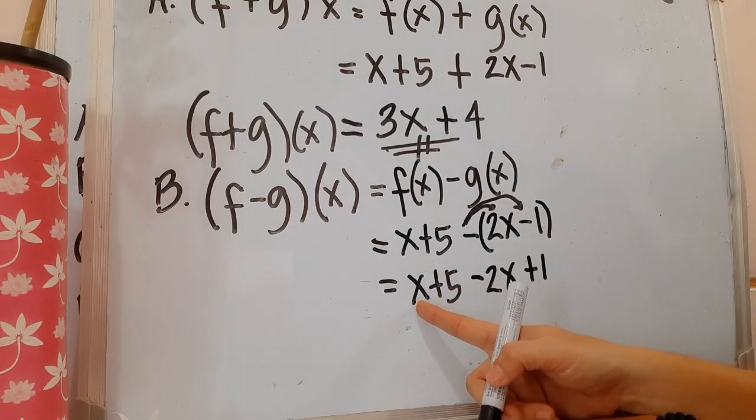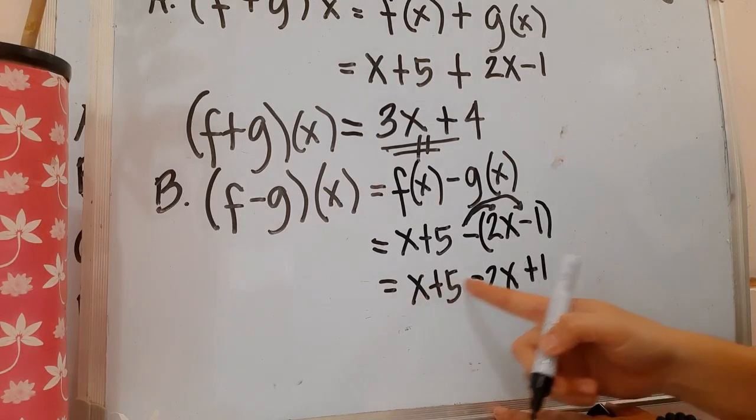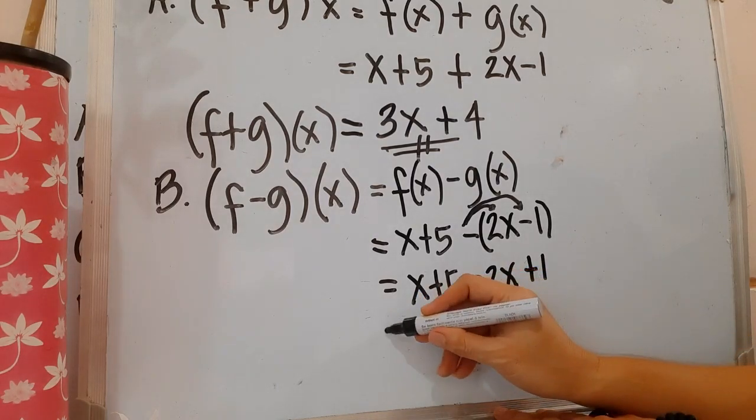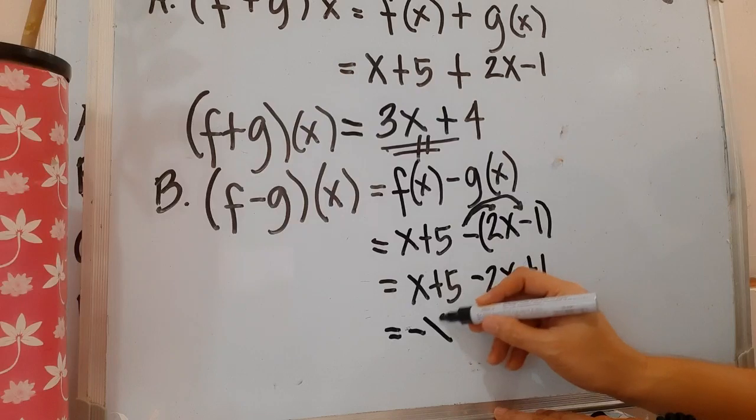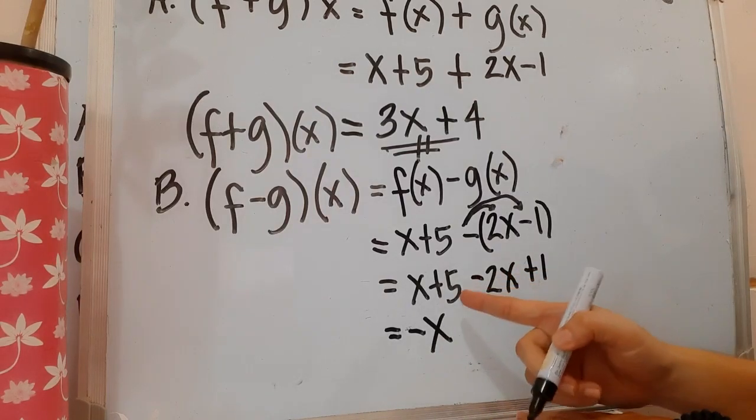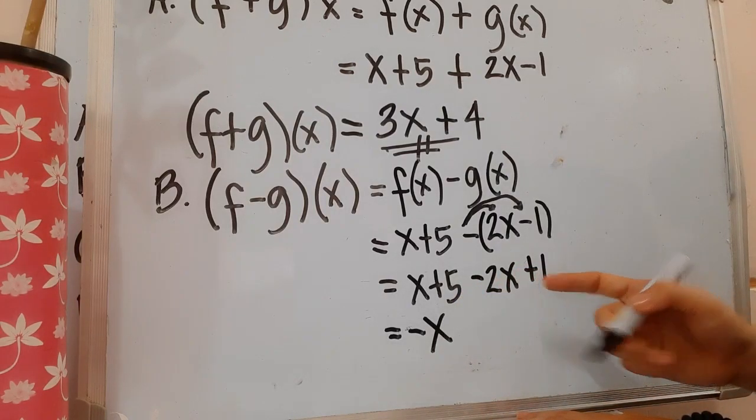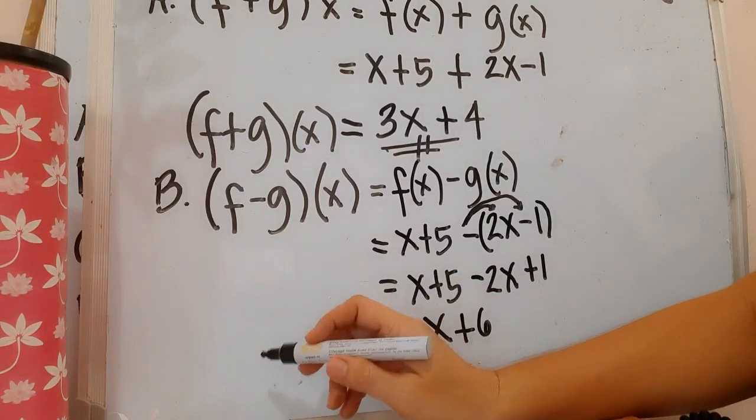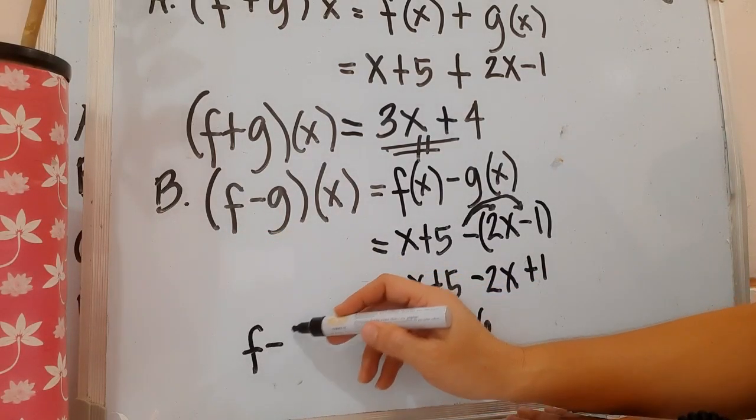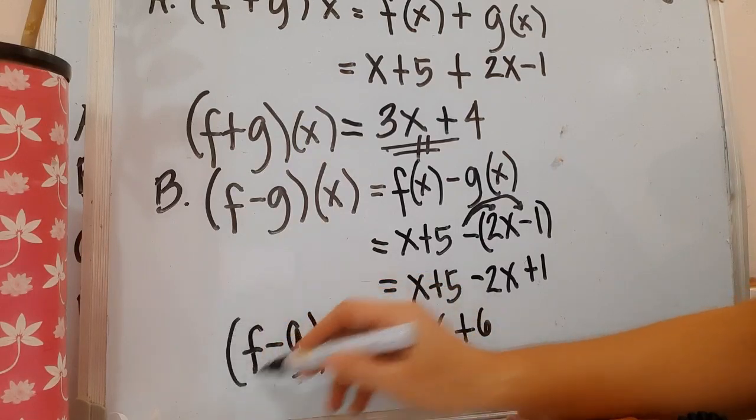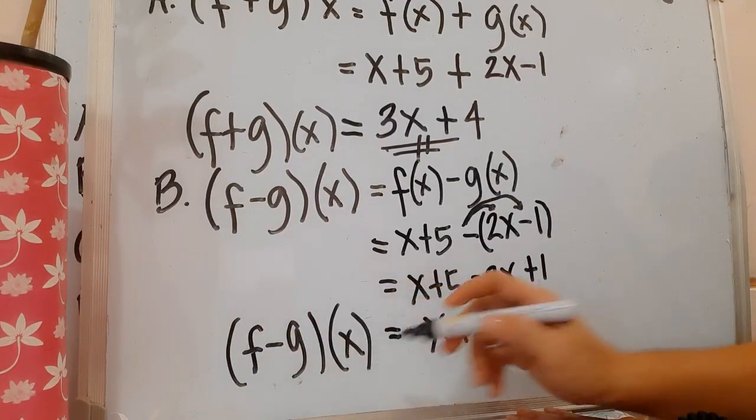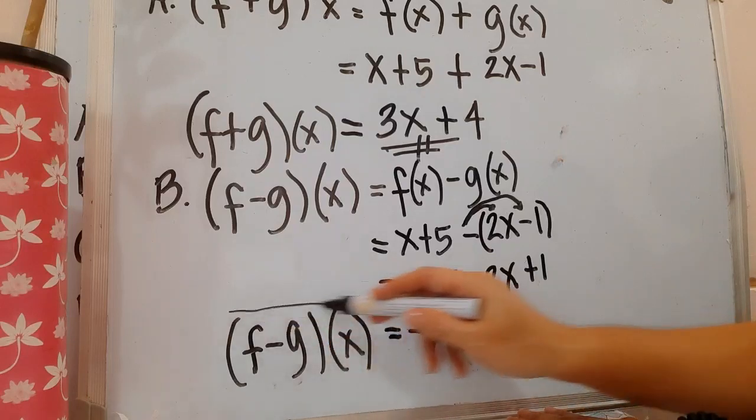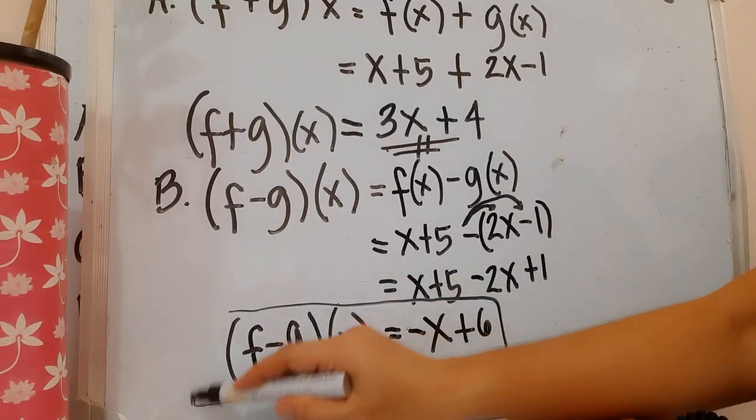Now, combining like terms, x and negative 2x will give us negative x. Next, 5 plus 1 will give us positive 6. Therefore, if we are going to get the difference of the two functions, f minus g of x, the result is negative x plus 6.